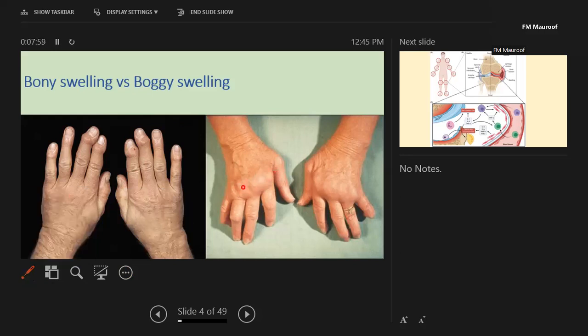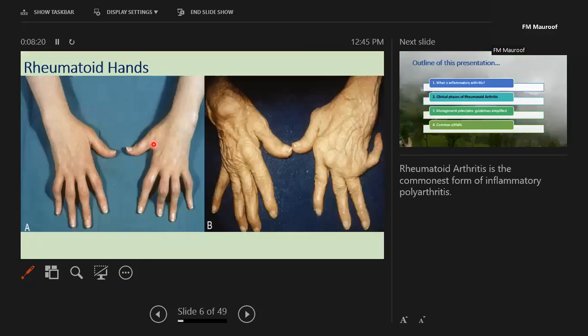So this part you would be seeing a bit of a swelling. If you touch it, it's a boggy swelling kind of thing. So this is what you find in inflammatory arthritis, not this kind of swelling. These are the ones which you find in nodal osteoarthritis and degenerative arthritis. So this is a typical picture of a rheumatoid hand.